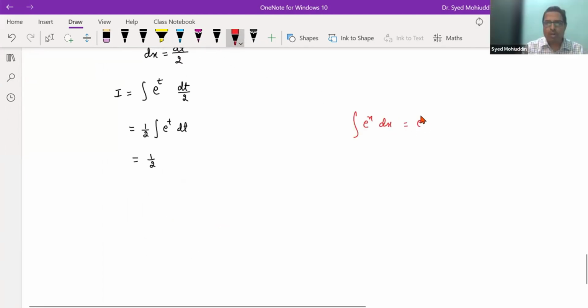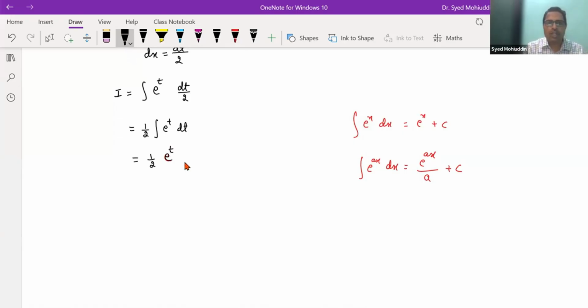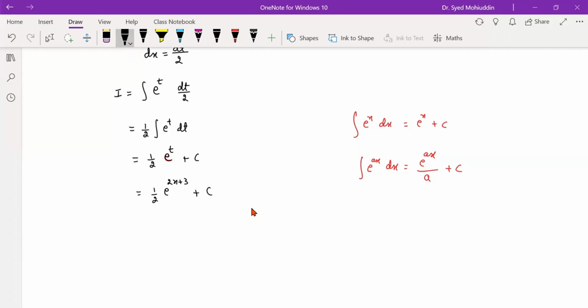You know the standard formula. Or if it is in this form, you'll be getting e power of ax divided by coefficient of x, is a plus c. Right? So it is e power of t. Differentiation of e power of t will be e power of t itself. So e power of t plus the constant of integration c. Or you can write 1 by 2 e power of, what is t you have taken? 2x plus 3, plus the constant c.